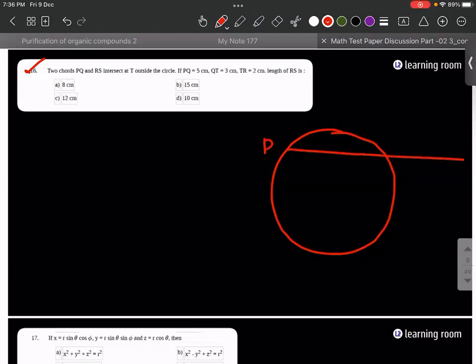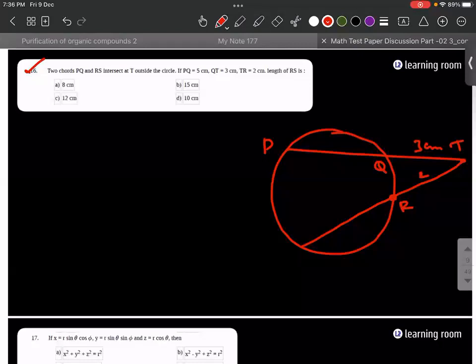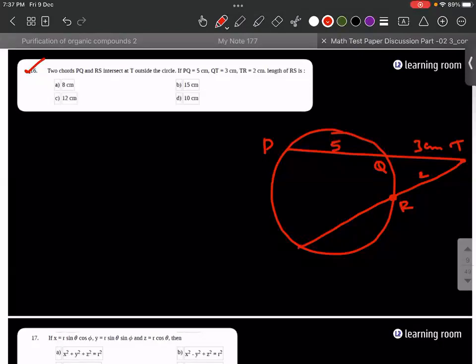So PQ is a chord which is extended to meet at T. So TR is 2 centimeter. This is 3 centimeter. PQ is 5 centimeter. Then find the value of RS.